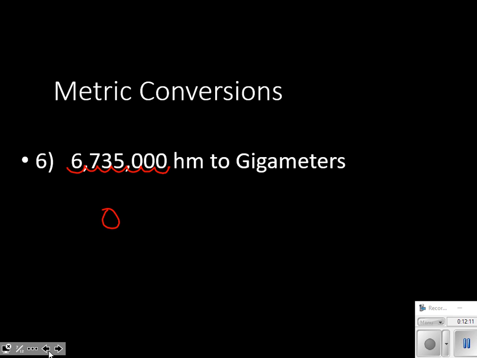So my new number is 0.6735 capital G M. Because giga is the capital G. We all right with that one?